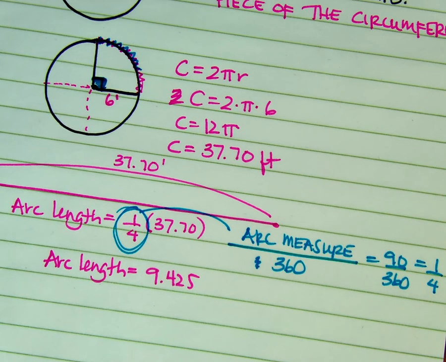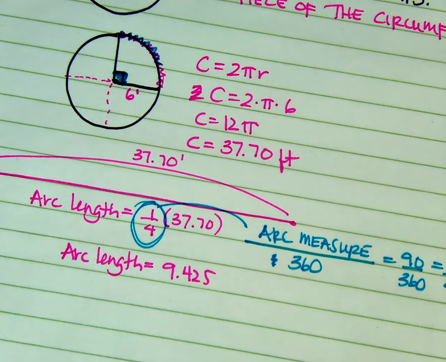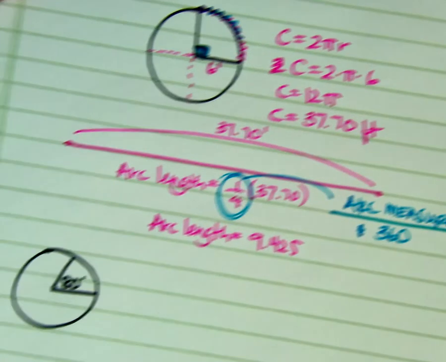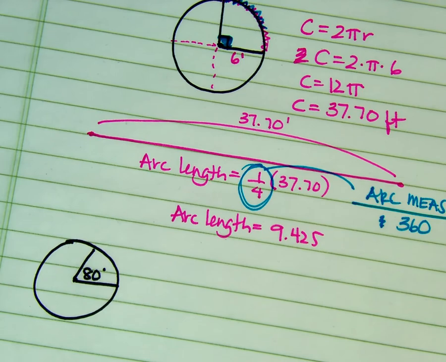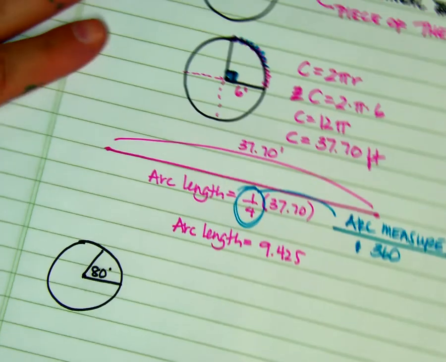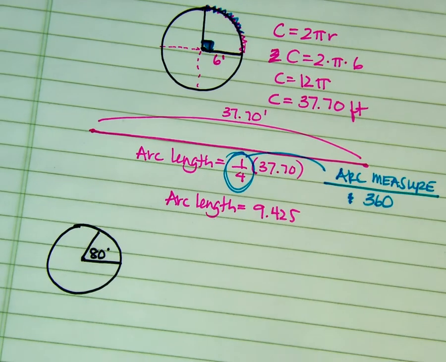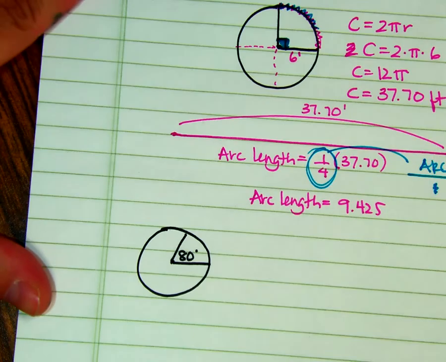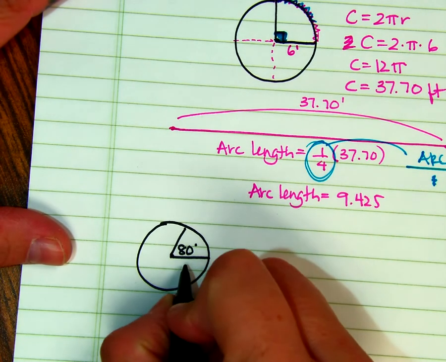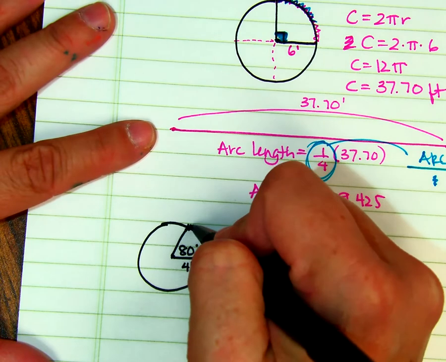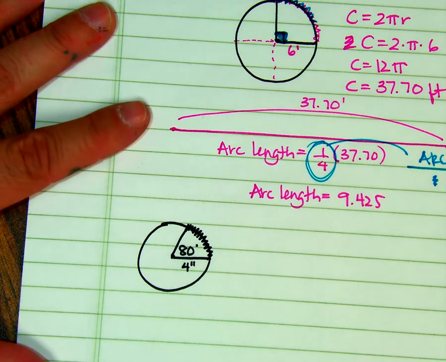So let's say I don't have something nice and neat like that. So I have a circle. And this is 80 degrees. Okay, so I have a circle and it's 80 degrees. Get this situated here. Okay, and I know that the radius is 4 inches. So I just want to know how much is this arc length right here.